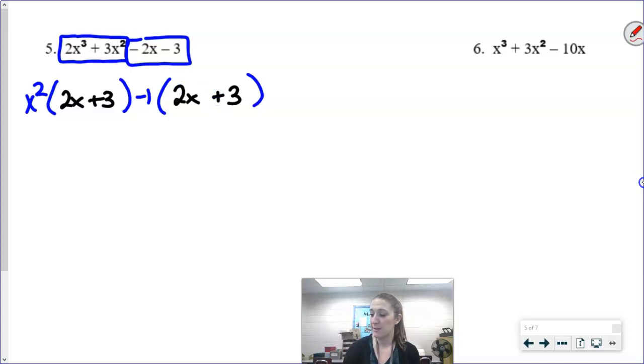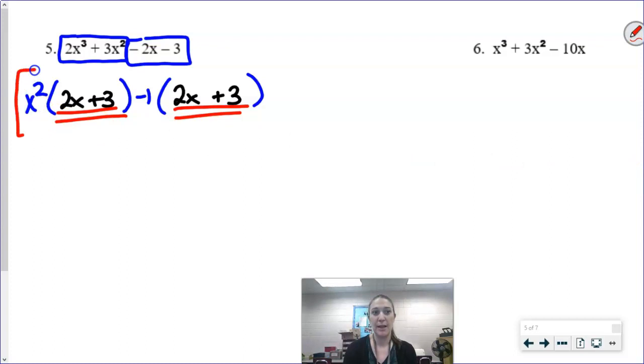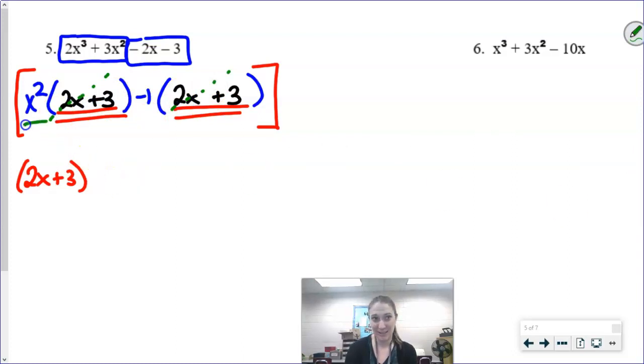Remember my warning from the last question: this factor has to match this factor, and if they don't match exactly, we won't be able to continue. Because our next step is to say, okay, out of this whole problem here, there's a common factor of 2x plus 3. Let's take that out in front. And then, once those are gone, I still have, do you see it? I still have an x squared and a minus 1.